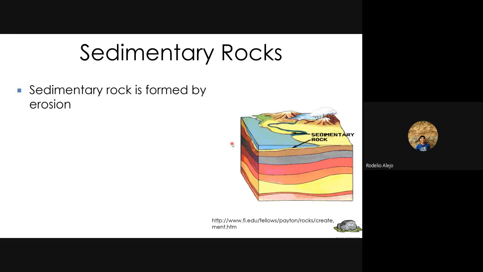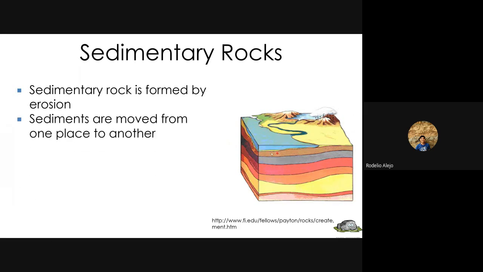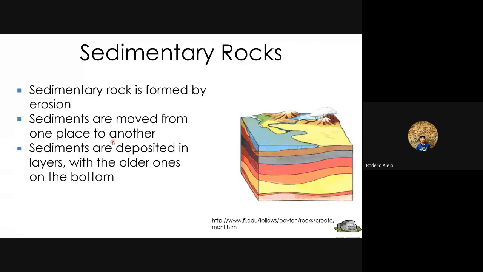So sedimentary rock is formed by erosion. As we all know, erosion is the movement of sediments from upward elevation going down, okay? Mainly due to water, wind, or even gravity. Then sediments are moved from one place to another. After the sediments move from higher elevation to lower elevation, the sediments will be deposited. So the one that is deposited below is the older one, while the sediments deposited above are the younger ones.